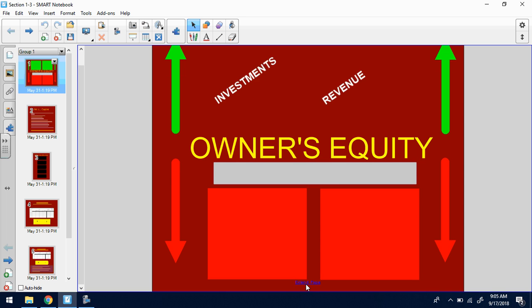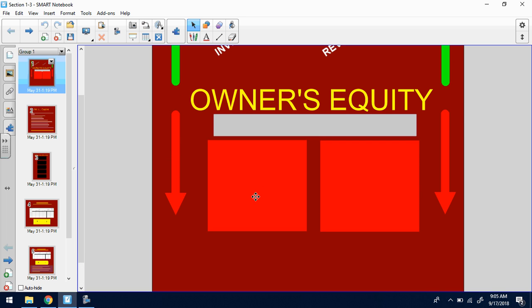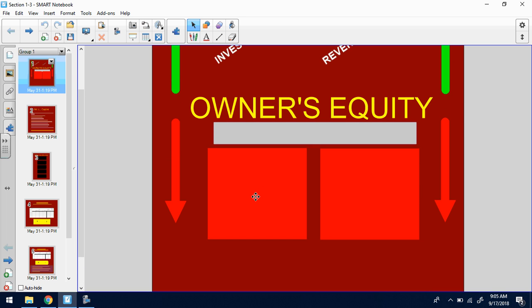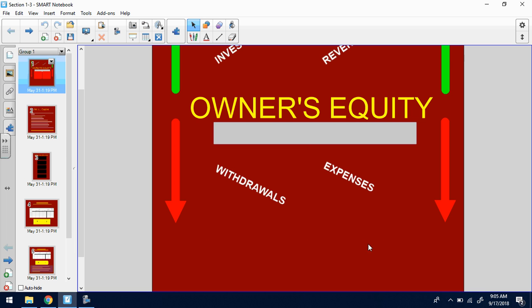There's also 2 negative things. The 2 negative things that affect owner's equity or our capital account are withdrawals and expenses. And just remember, think of it this way: withdraw, you're just taking money away from the business. You're not replacing it with anything. The owner's just taking it away and doing whatever he or she wants with it.